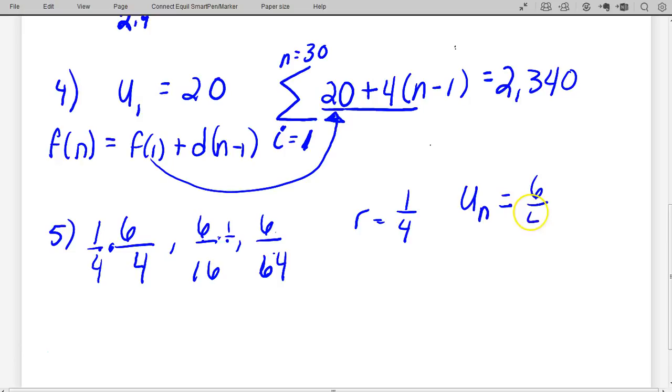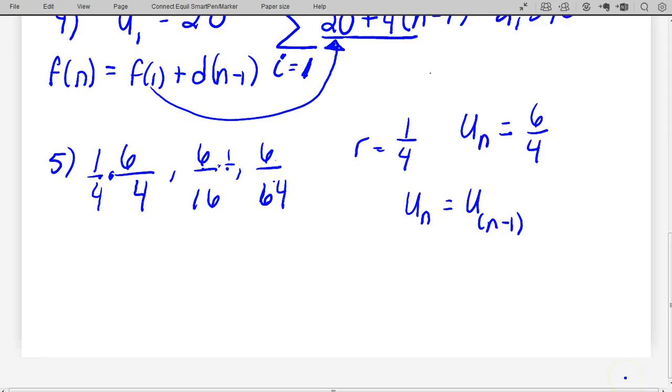And it just wants a recursive formula, so I need to say my first value is 6 over 4. And I don't think you'll get in trouble on the test if you don't write the n is greater than or equal to whatever. If that confuses you, don't do it. I just brought that up because other questions have it in there, and I wanted you to recognize what it was. But for this one, we can say u sub n is equal to u sub the previous term, the predecessor, times 1/4. Done and done.